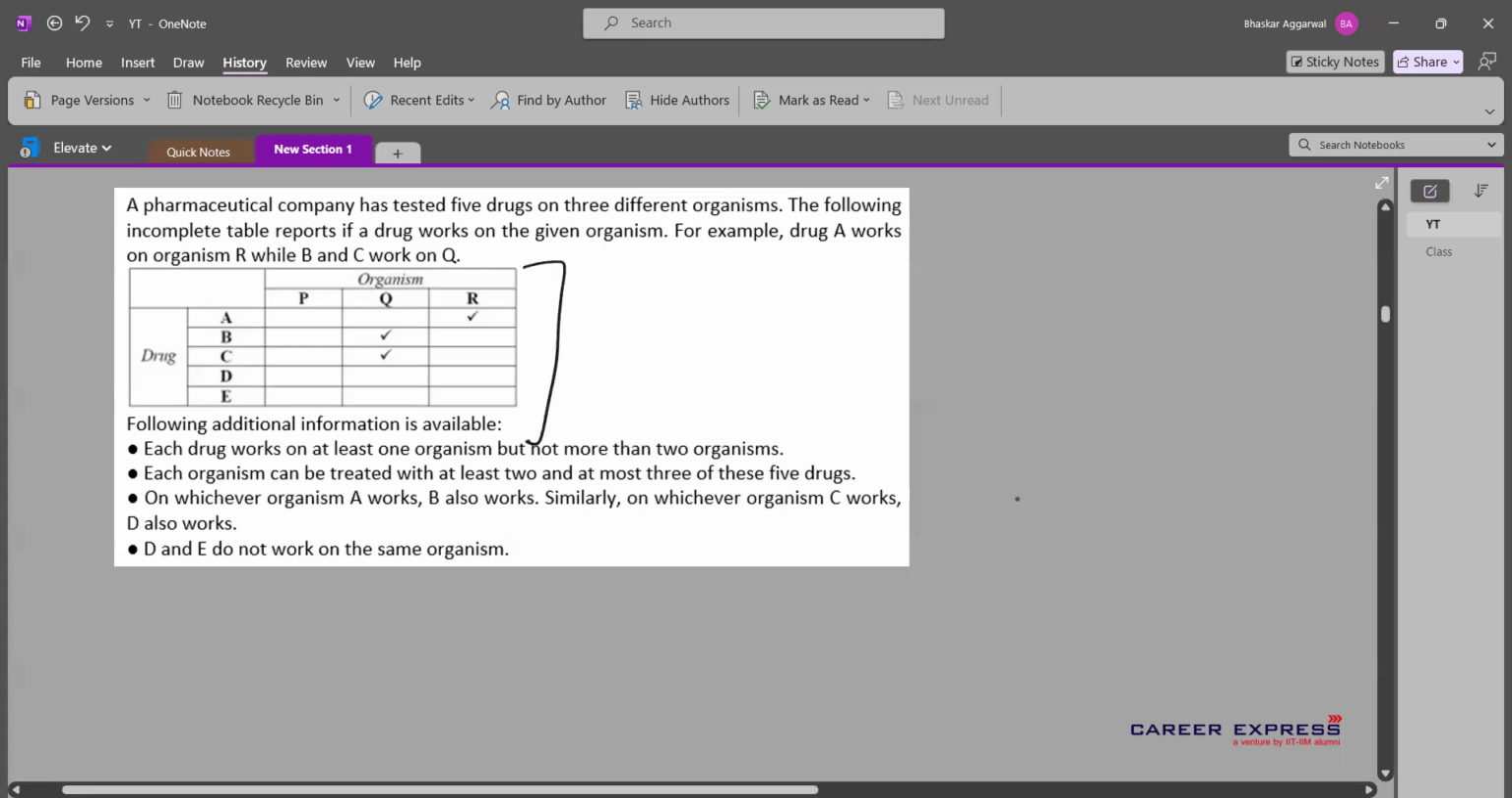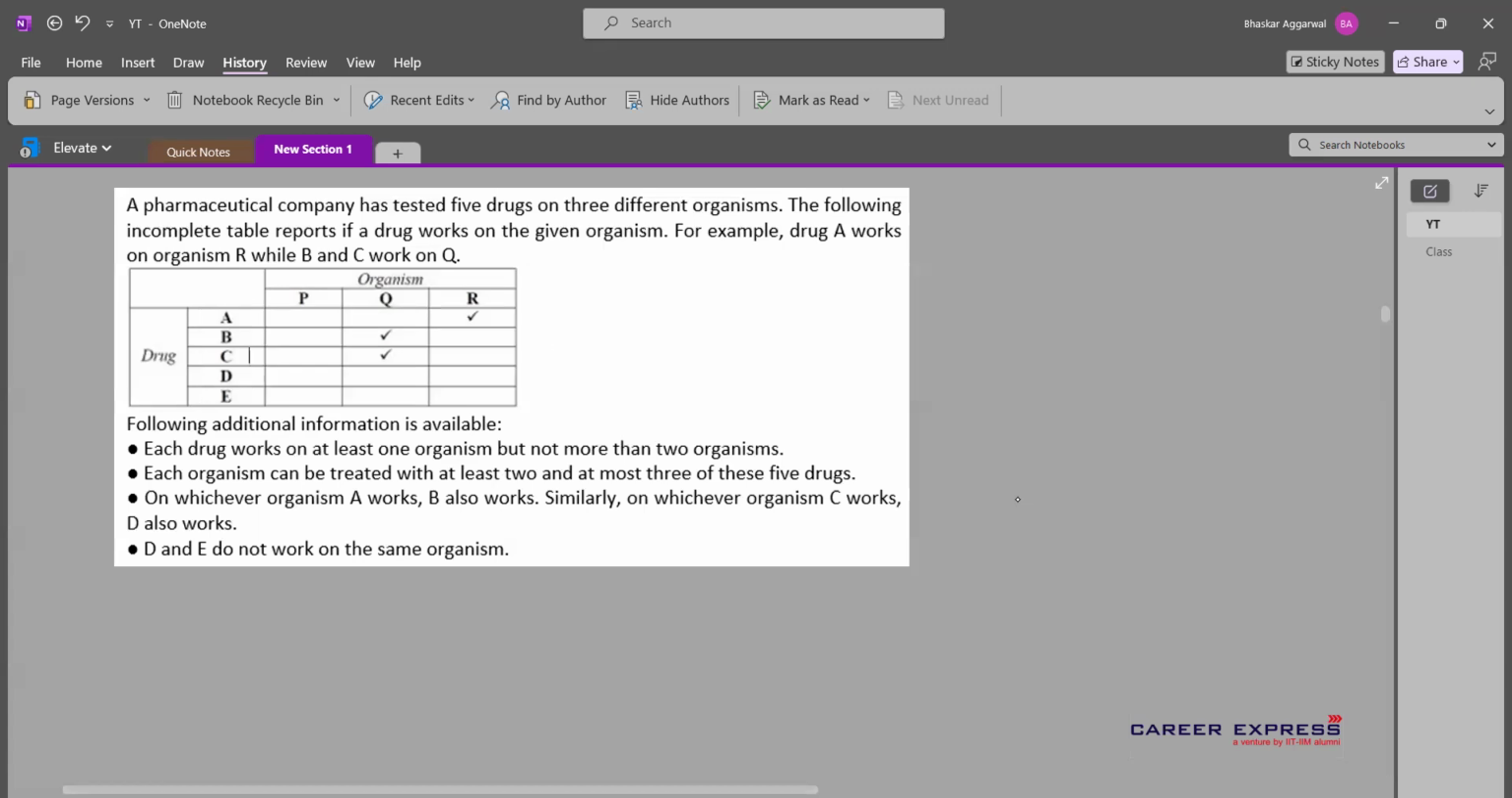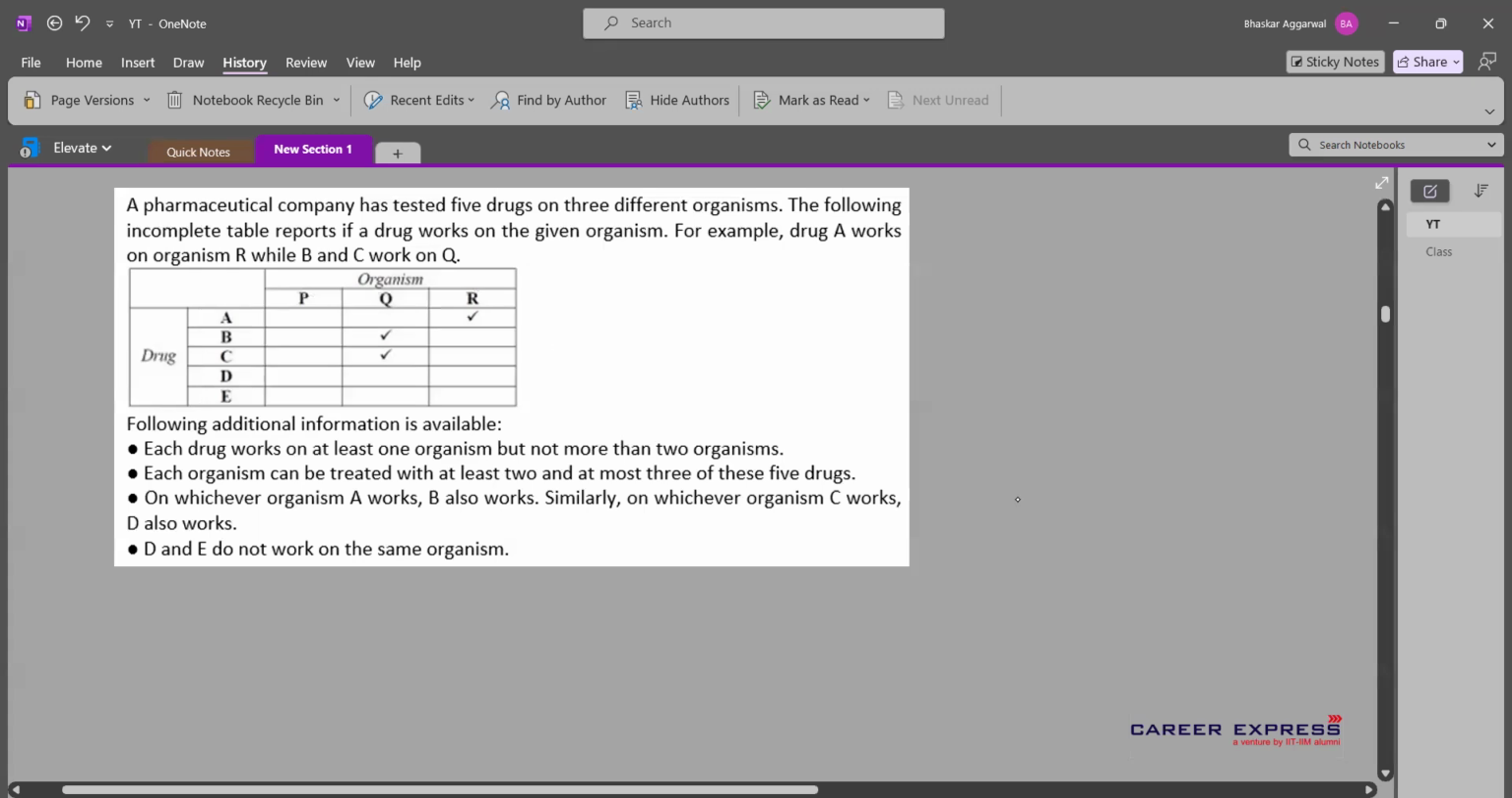So we are given this partially filled table, and A, B, C, D, E, these are 5 drugs. P, Q, and R, they are 3 organisms, probably bacteria, viruses, and something else. So these drugs work on at least one of these organisms, and in some cases they work on 2 organisms, right? So this information is given here. Each drug works on at least one organism, but not more than 2 organisms. So what does that mean?